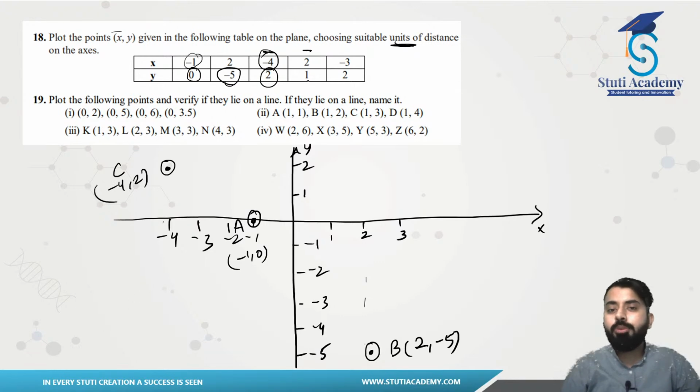Then we have 2 comma 1. We are going 2 units on the right hand side and 1 unit upwards. So it should be this point right here. This will be a point, let's say D, whose coordinates are 2 comma 1.